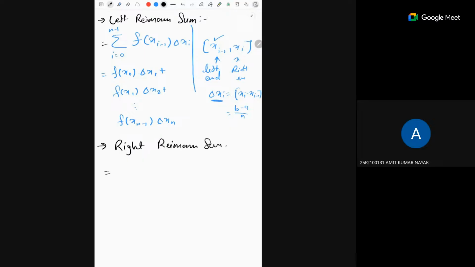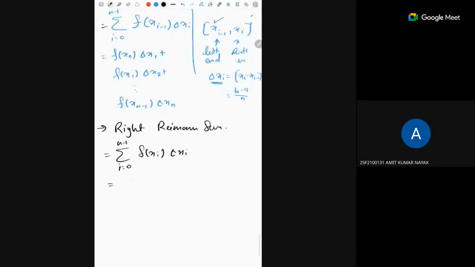Okay, so in the right Riemann sum, we'll take the function value at the right endpoint. That is f of xi into del xi. So if you elaborate it, it looks like f of x1 del x1 plus f of x2 del x2 plus and so on plus f of xn del xn. See, you can find out the difference. We started with x0, x1 up to xn minus 1. Here we started with x1, x2 up to xn. That's the difference between left Riemann sum and right Riemann sum.